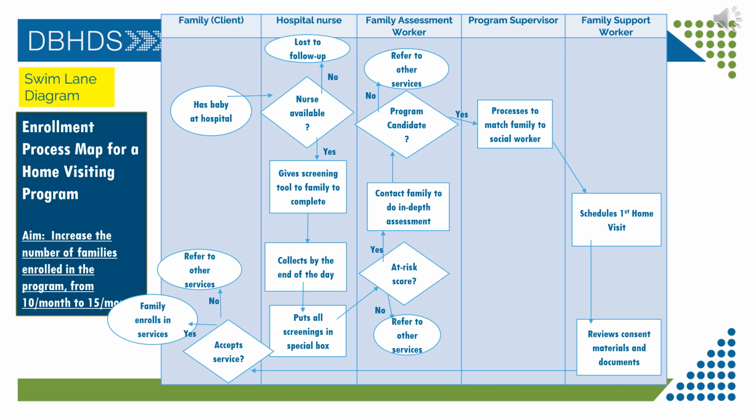You don't have to get lost in the details. I just want you to understand that each lane represents a person or entity that has a role in the process. We have the family, a hospital nurse, a family assessment worker, a program supervisor, and a family support worker. Each one of these people has a step in the process, so their steps go in their lanes, and then the arrows are placed appropriately.